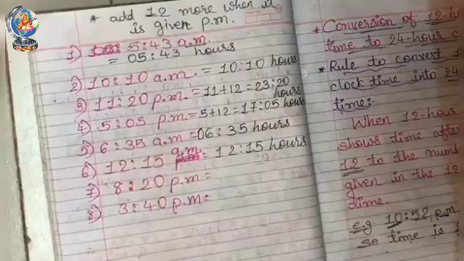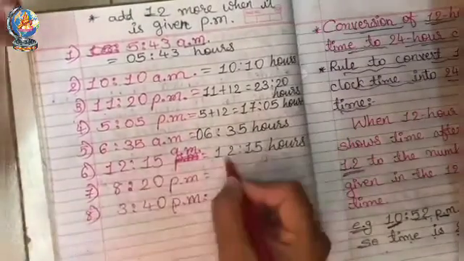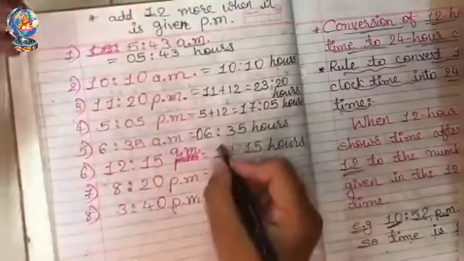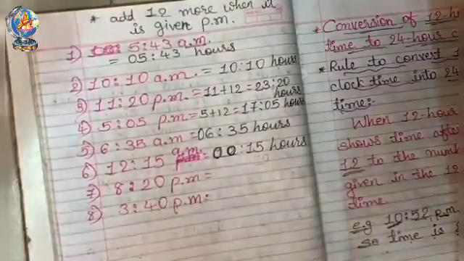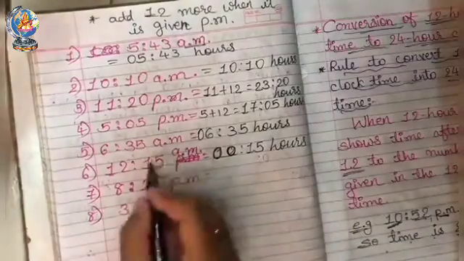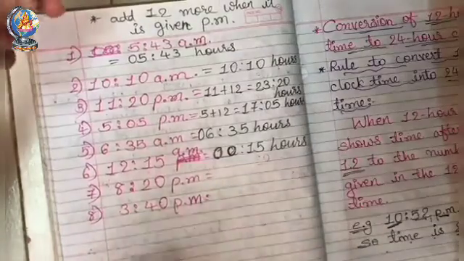Here it will not be given to you as 12. Here you are not supposed to write 12. What do you have to write here? 0, 0. Okay? Clear? Why? Because when we are converting this, if it is AM of night, then 00:15.